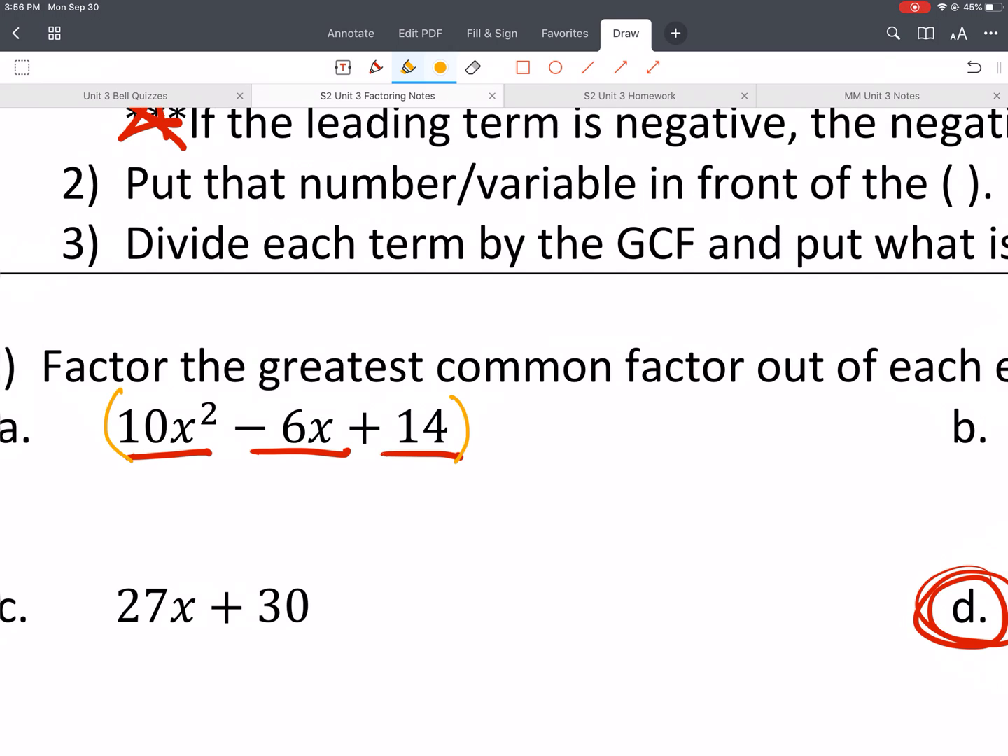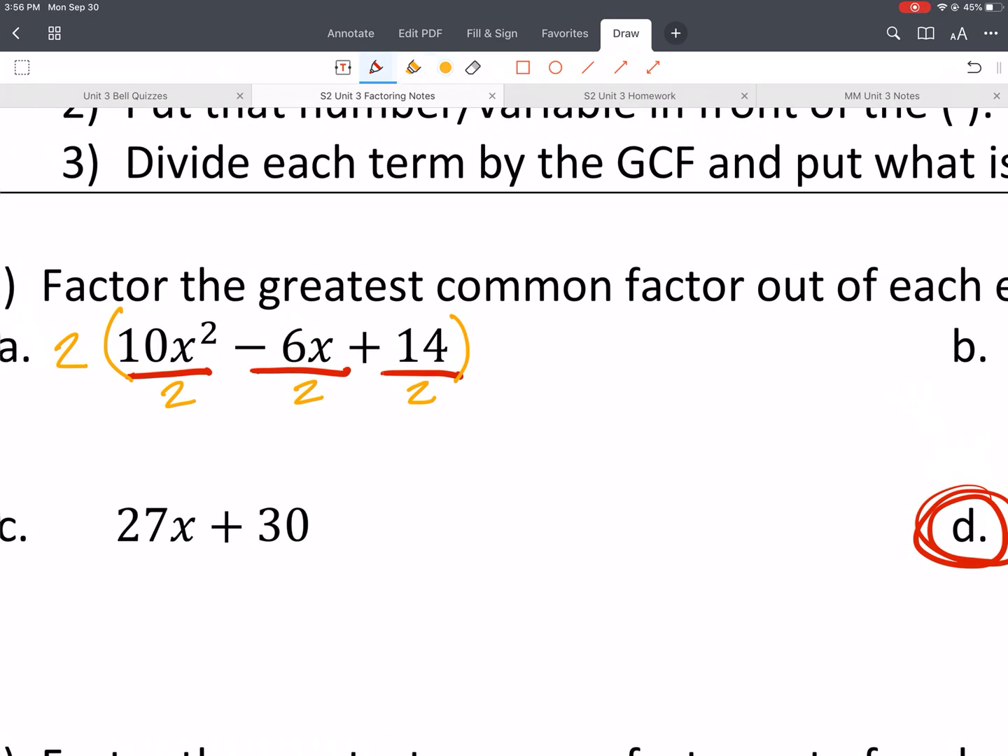So looking at those three terms, we can divide all three of those by 2. Okay? After that, we want to divide each of the terms by the GCF. So we'll divide that by 2, we'll divide that by 2, we'll divide that by 2, and we'd end up getting 2 times 5x squared minus 3x plus 7.